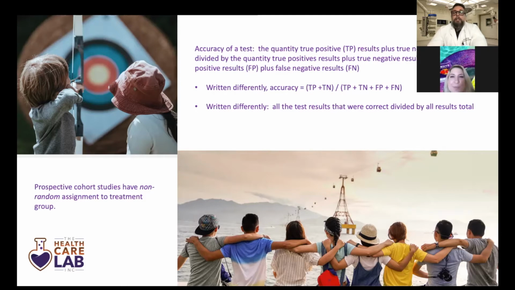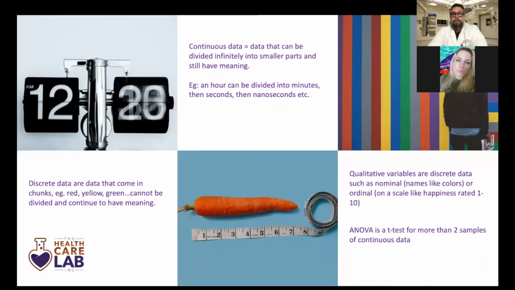Okay. So remember, prospective cohort studies, where you have a group and you follow them through time, have a non-random assignment to treatment groups. In other words, every study that has a prospective cohort, a group of people that you follow forward in time, they're not randomly assigned. They get whatever treatment they got, and you just have to watch it. So that's how that works. Just remember, prospective cohort study, non-random assignment to treatment group. How could you randomize them? All you did was follow them forward through time.